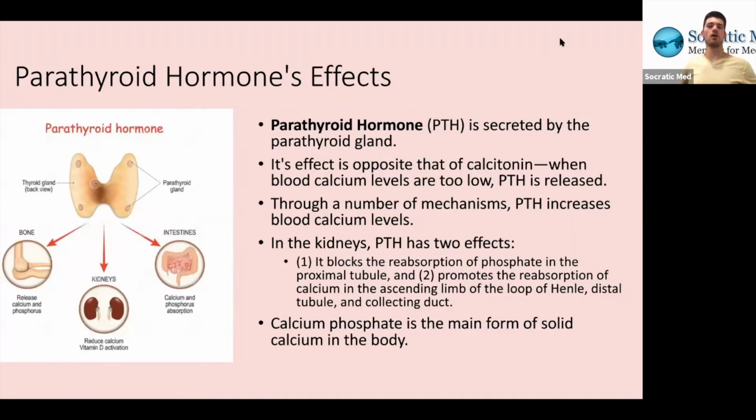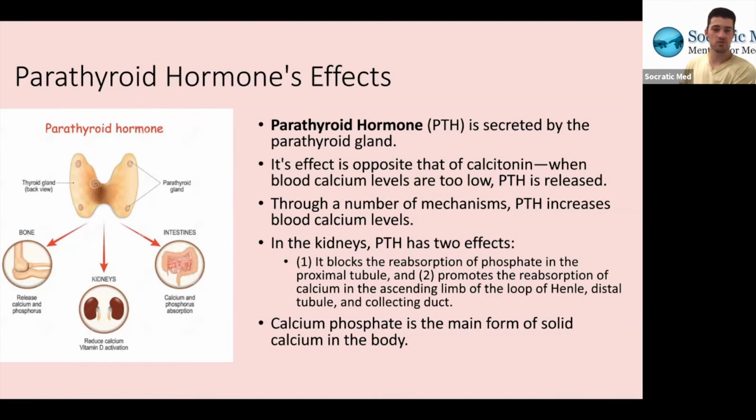So on the other side of the coin, parathyroid hormone is sort of an antagonist to calcitonin, in that it has the opposite effect. It's secreted by the parathyroid gland, and its effect is opposite that of calcitonin. So when blood calcium levels are too low, PTH, parathyroid hormone, is released. So through a number of mechanisms, PTH increases blood calcium levels.